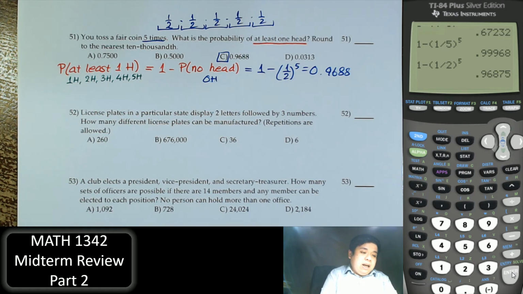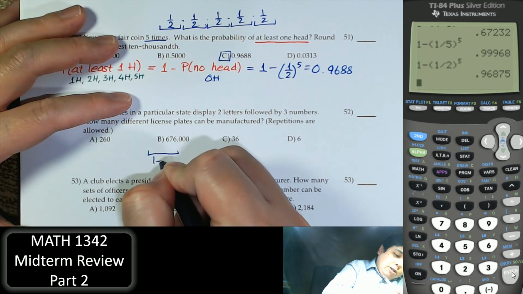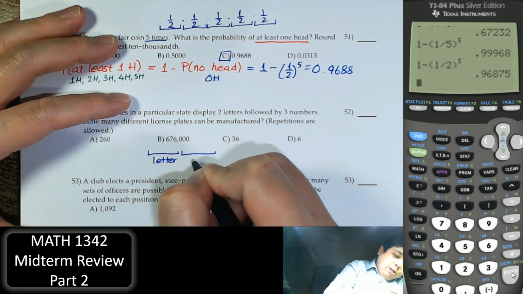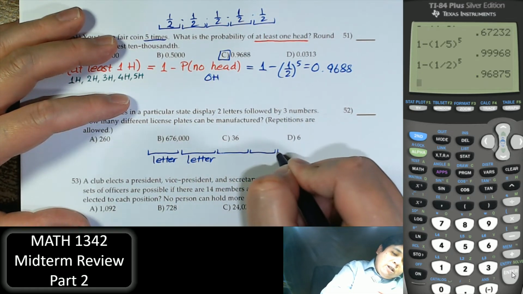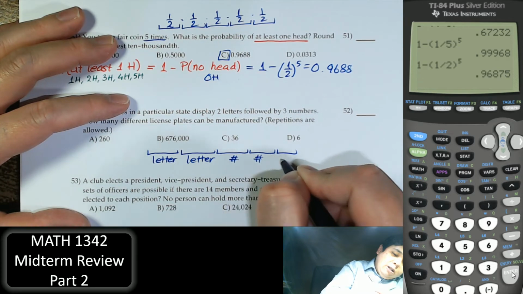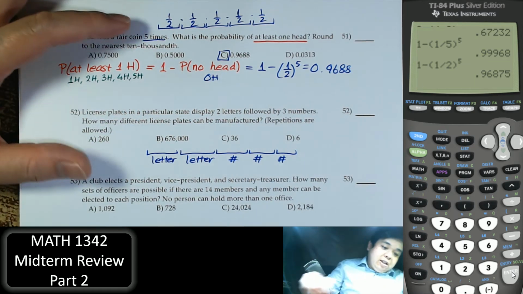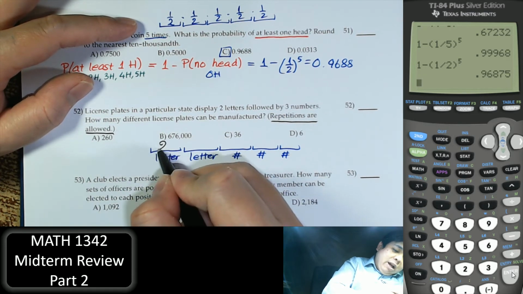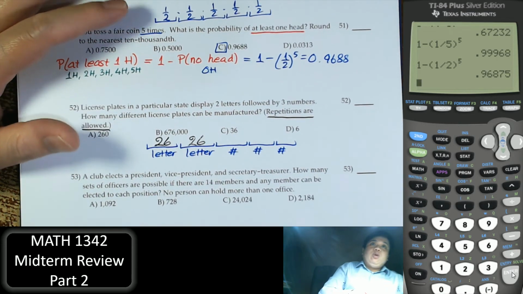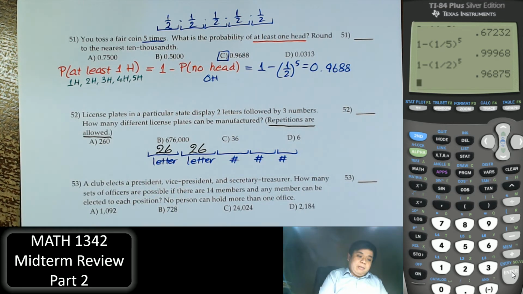License plates in a particular state display 2 letters, followed by 3 numbers. So first we have 2 letters, and there are 26 choices. They said repetition is allowed. So the first one may have 26, the second one also has 26. It doesn't matter what we pick first; the second one does not depend on it.